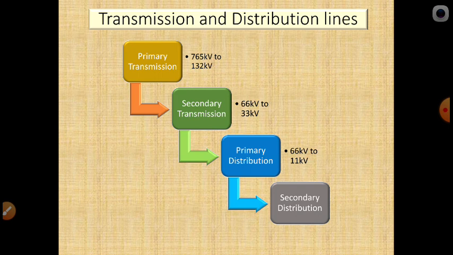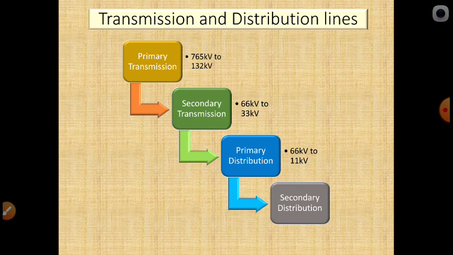After that, what will happen? Once again it is stepped down by using PTRs in the nearby surrounding substations. That is the receiving stations. In receiving stations, the 400 kV or 765 kV is stepped down to 66 kV or 33 kV. Now in Telangana, we only prefer 33 kV, not 66 kV. That means 132 kV to 33 kV is stepped down by using a number of PTRs surrounding the city. This type of station we can call the secondary transmission lines.